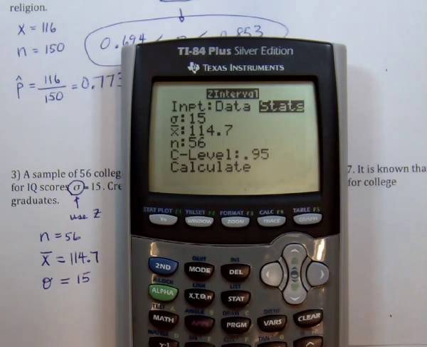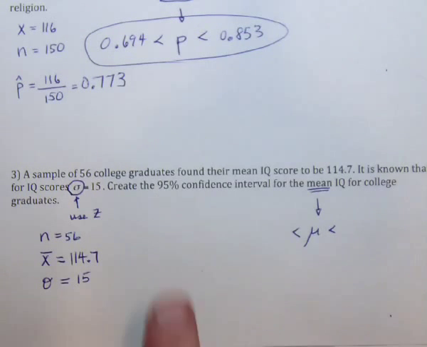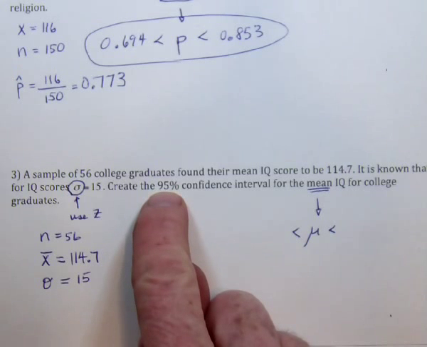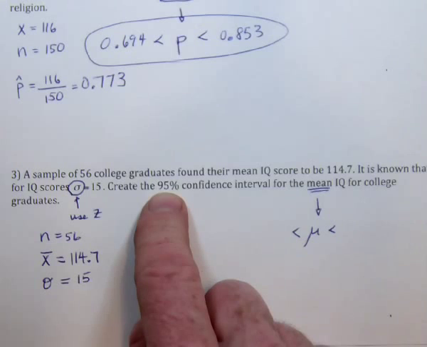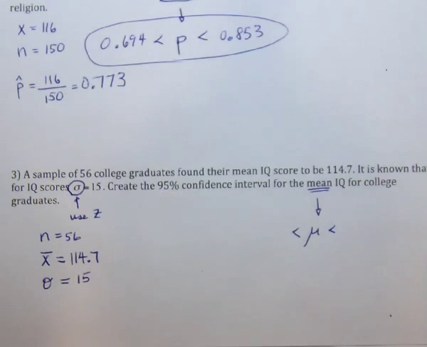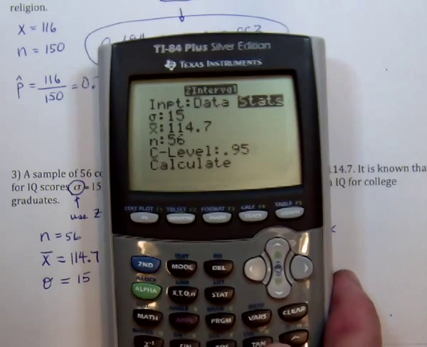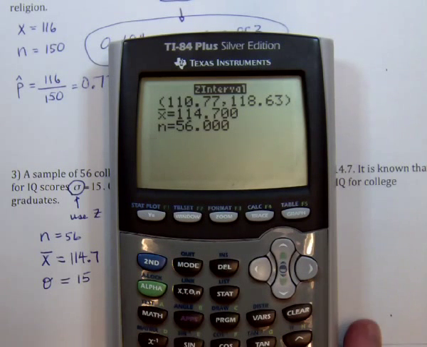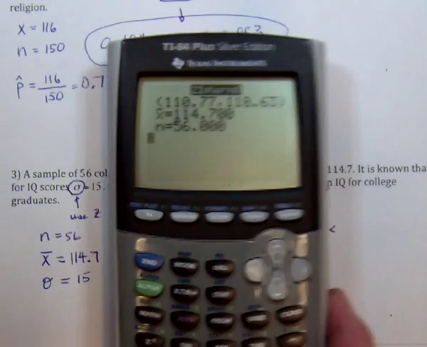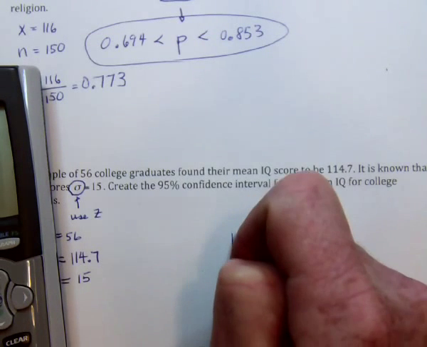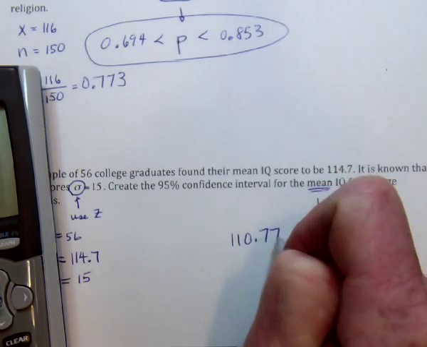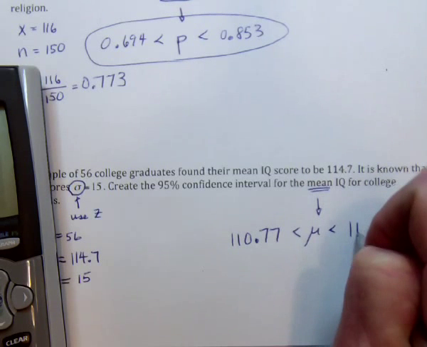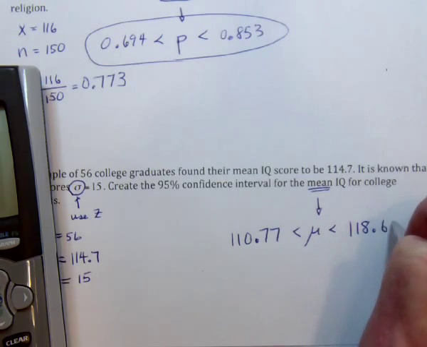By the way, in the future, there are going to be times when this is left off. And if it's ever left off, then as a default, you go ahead and use 95% confidence. All right, then go to calculate. And it says, okay, the average IQ is somewhere between 110.77 and 118.63.